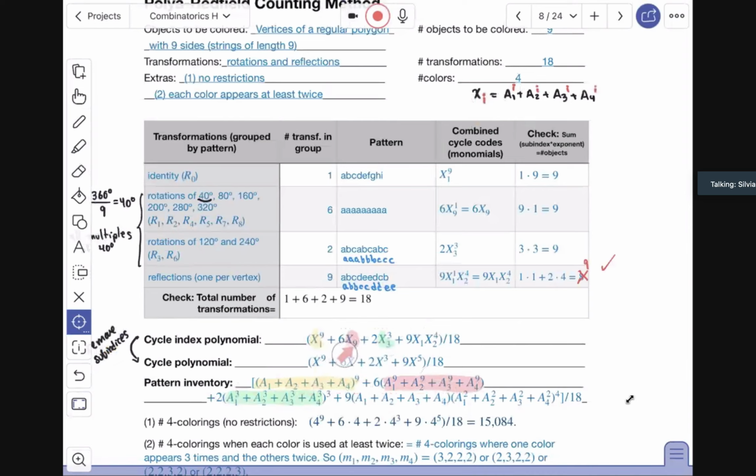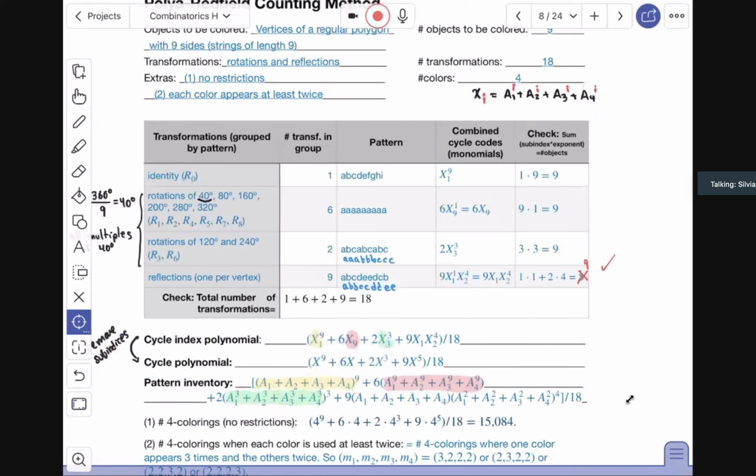This subindex is the exponent here. You see, like I did over there, the subindex is the exponent. So if it's x9, I'm replacing it by 9th powers. If it's x1, I'm replacing it by the first powers, right? So I'm not even writing them. I could have written A1 to the first, A2 to the first, A3 to the first, A4 to the first.